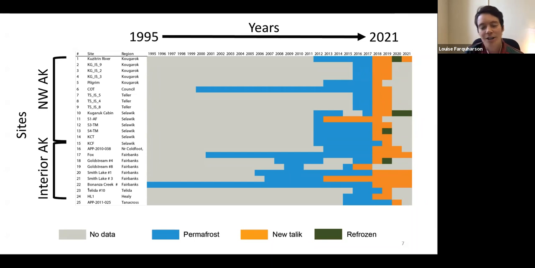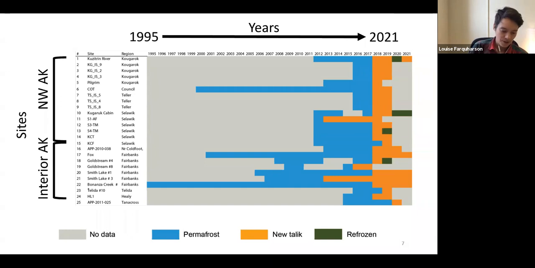As you can probably expect, our data collection over this summer and last summer has been a little spotty due to COVID and restrictions on fieldwork, understandably. But we have some pretty solid data from '95 through to 2019. And then we have a list of the different sites where we have these observations from. Gray means that we weren't observing at that borehole at that time. Blue means that we were observing ground temperature and that permafrost was present. Orange shows that talik has begun to form, and green shows that we have a talik that has then refrozen.